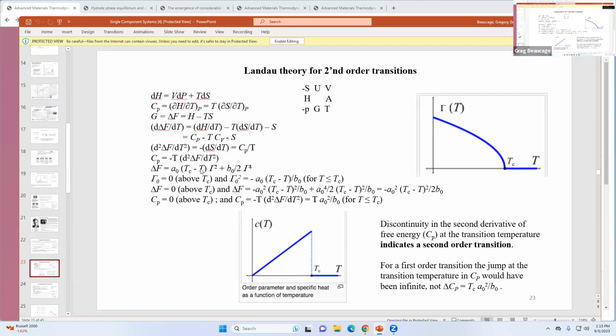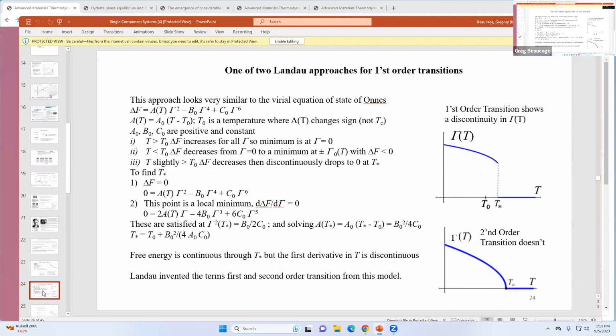Is this still messed up? T minus TC, this is backwards. It should be T minus TC. I think it's still not the updated version of this thing. Yeah.